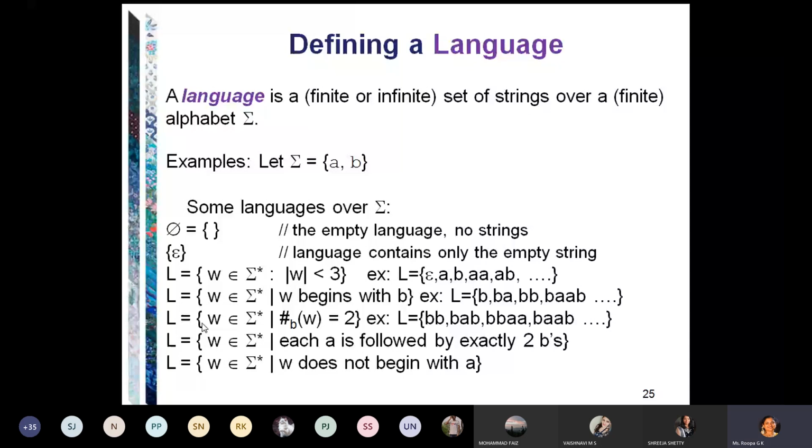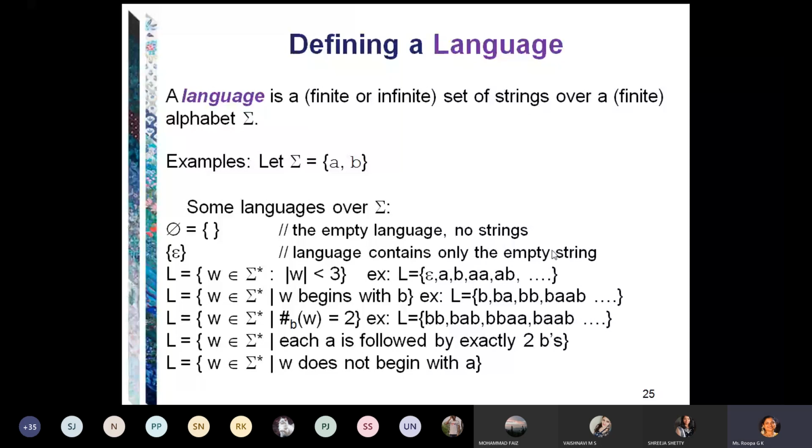Now go through the third example. Hash means number. Number of B in W is equal to 2. You can have 2 B's anywhere, in the beginning or at the end or in between. So strings are BB. See here, one B is in the beginning, one B is at the end. Here, 2 B's together from the beginning itself. Here, again, one B is here, one B is here. Whether it is finite or infinite? Anyone? Infinite. The only condition is number of B is equal to 2. There is no restriction on the length.